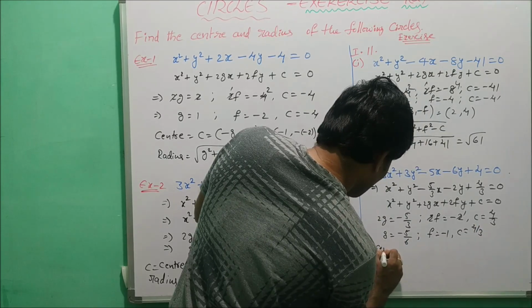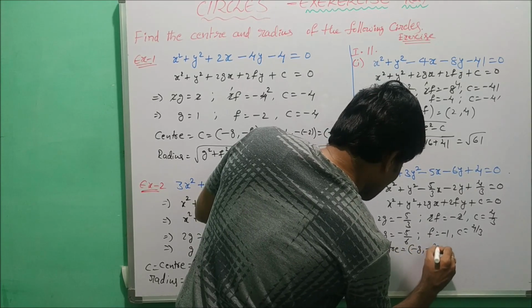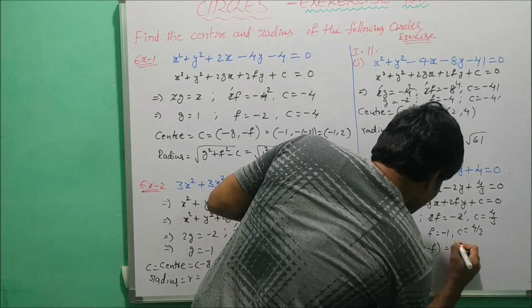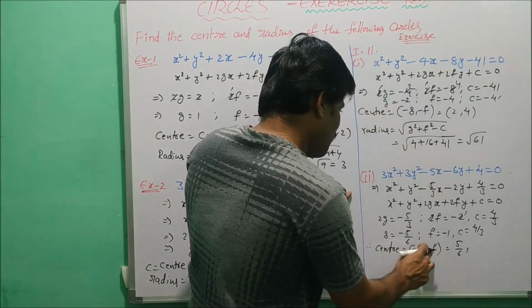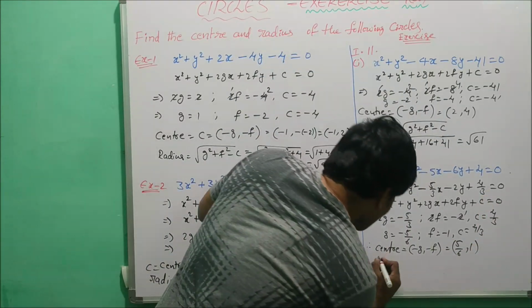Now the formula of center of the circle equals minus g and minus f. Minus g means minus of minus, plus 5 by 6. Minus f means minus of minus 1, plus 1. This is the center.